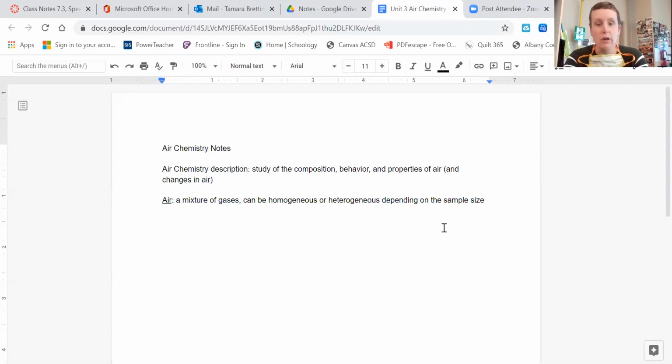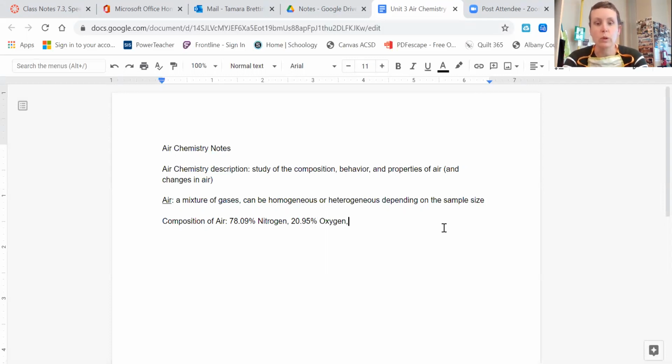Okay? Now, the composition of air is pretty specific and pretty standard across the board, no matter where you are. And obviously, if you're in a place with more pollutants, it's going to be a little bit different, but it's 78.09% nitrogen. And then 20.95% oxygen.